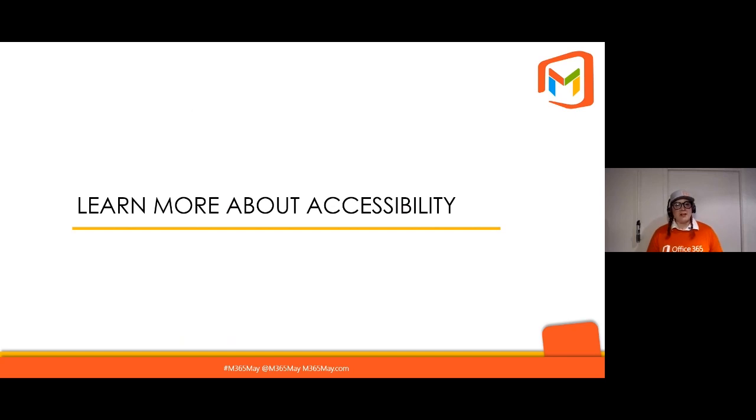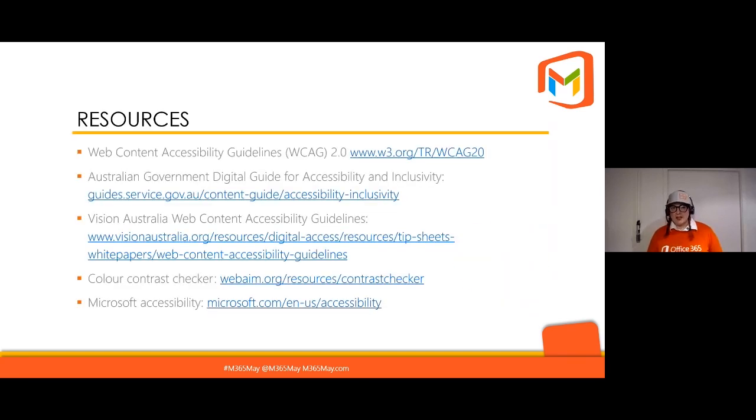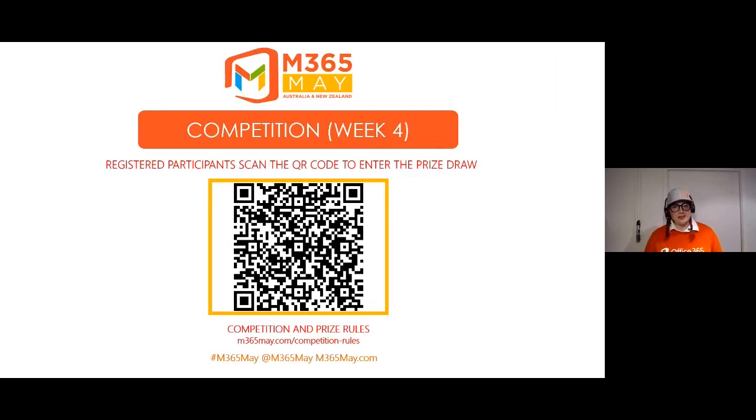So I really hope that I've encouraged you to learn more about accessibility. I've got a few links here that I'm going to quickly talk over. The absolute resource for accessibility is the Web Content Accessibility Guidelines. The Australian Government has a lot of information, as does Vision Australia. Their resources are amazing. The colour contrast checker I used is linked right here, and Microsoft has a lot of amazing resources about accessibility. Also, Global Accessibility Awareness Day is on May 21st, so there's going to be heaps of stuff happening this week.